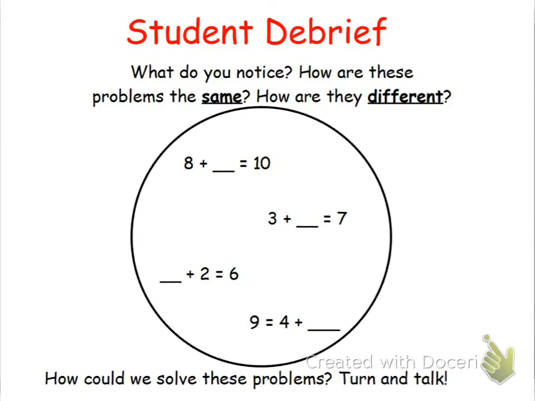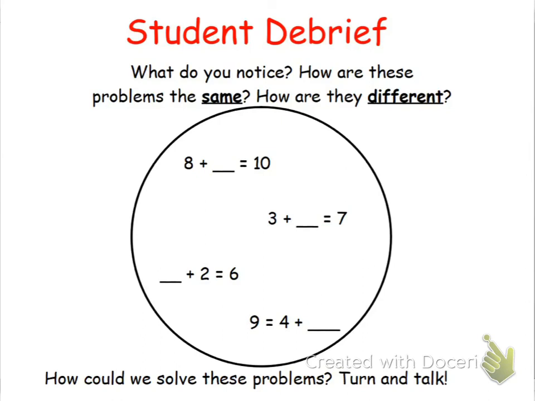So looking at this, there's these number sentences in the circle. We have to figure out what's the same about them and what is different about all of these. So I want you to pause the video and just think about what is the same about these number sentences and what is different. And then pause it, and then you can unpause it whenever you are ready to talk about it.